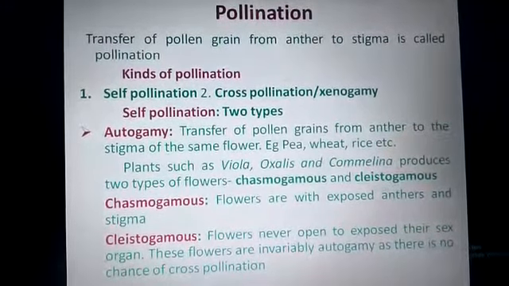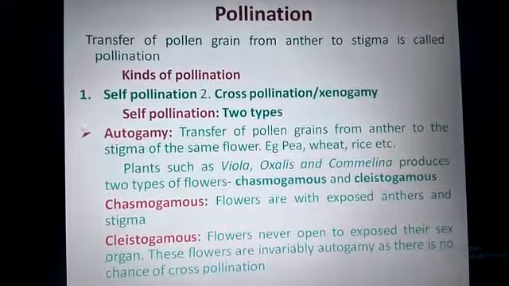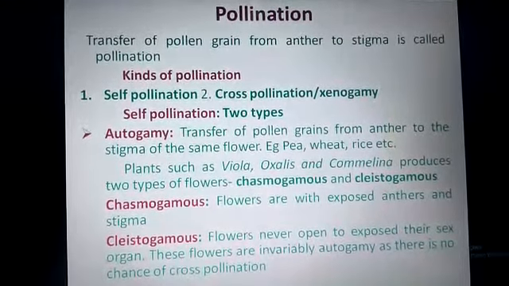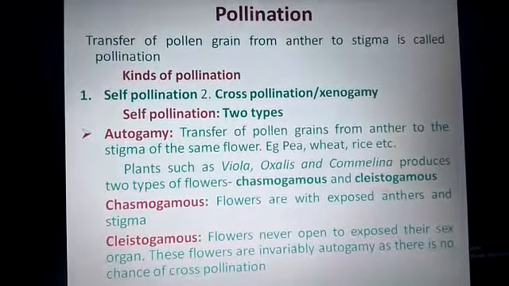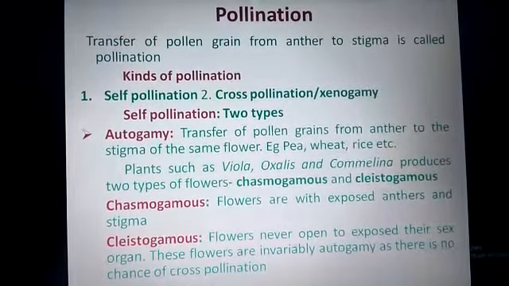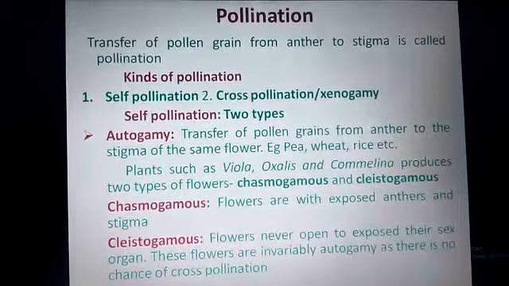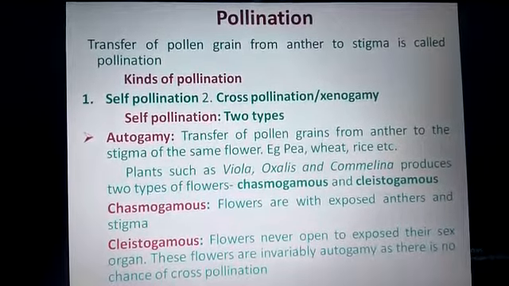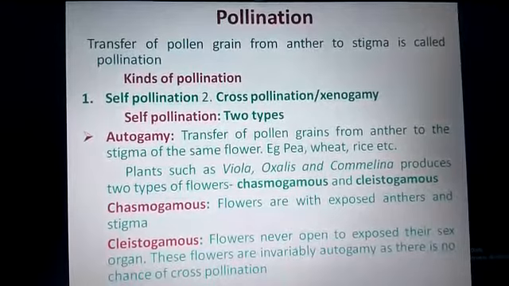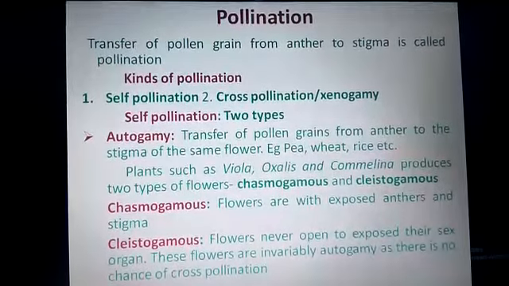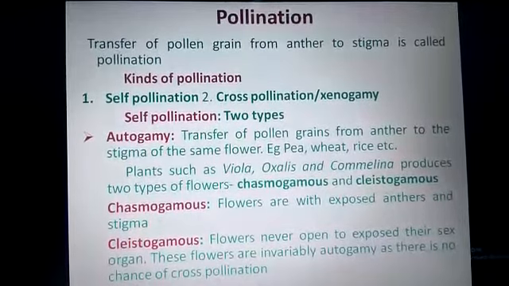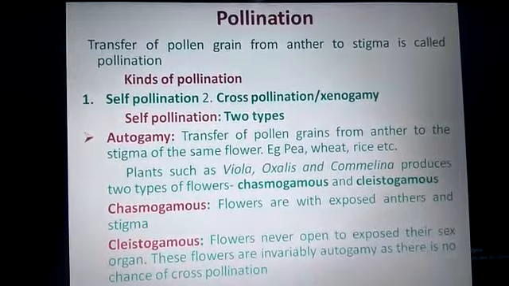Now let us talk about self-pollination. There are two types of self-pollination. Autogamy type of self-pollination is a pollination where there is a transfer of pollen grain from anther to the stigma of the same flower. Yes, it is the transfer of pollen grain from anther to stigma within the same flower. Examples are pea, wheat, rice, etc.